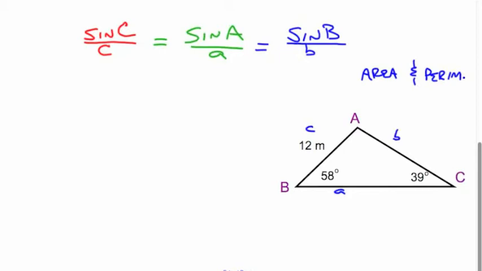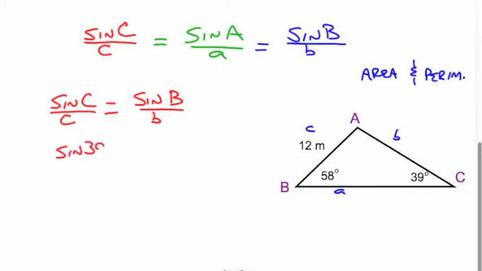If we just go back to the same triangle that we started with, the non-right triangle, let's pop in some of the values that we know. So we know that sine c over c is equal to sine b over little b. So we're going to take our values and plug those in. So sine 39 degrees over 12 equals sine of 58 degrees over little b.